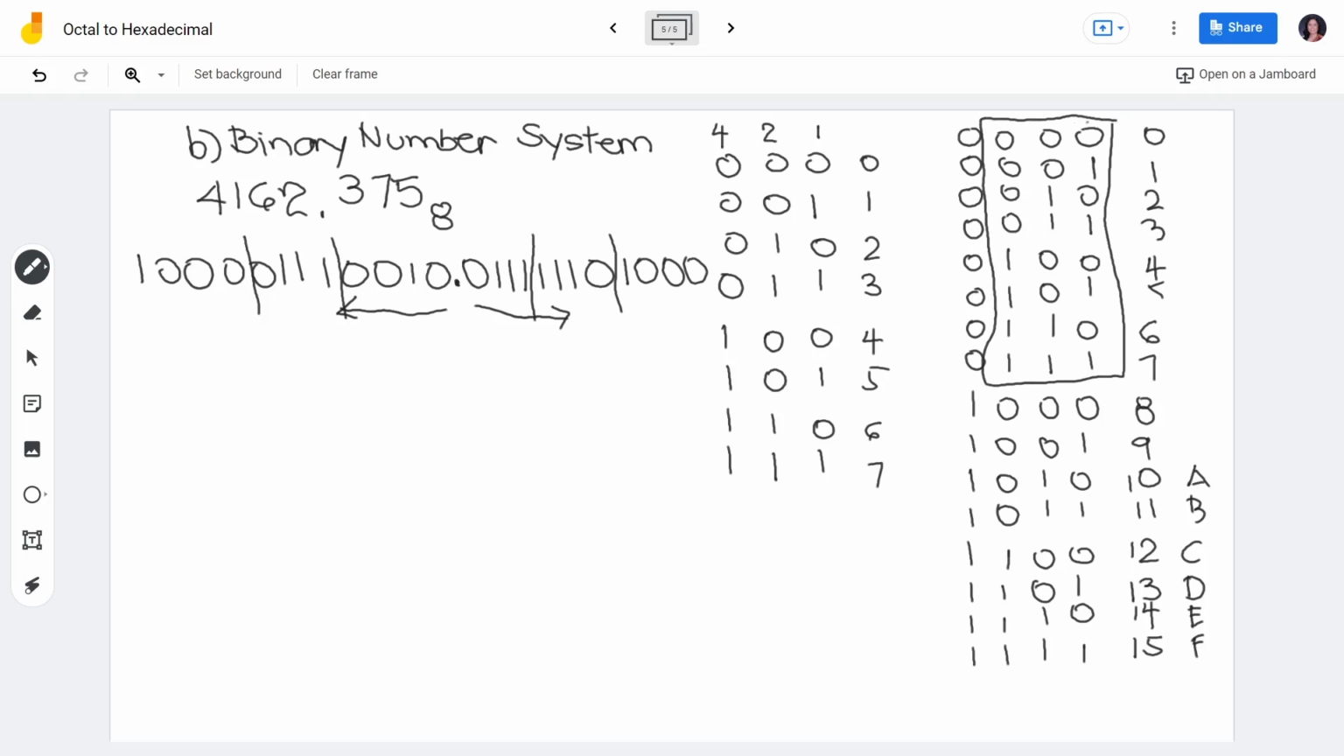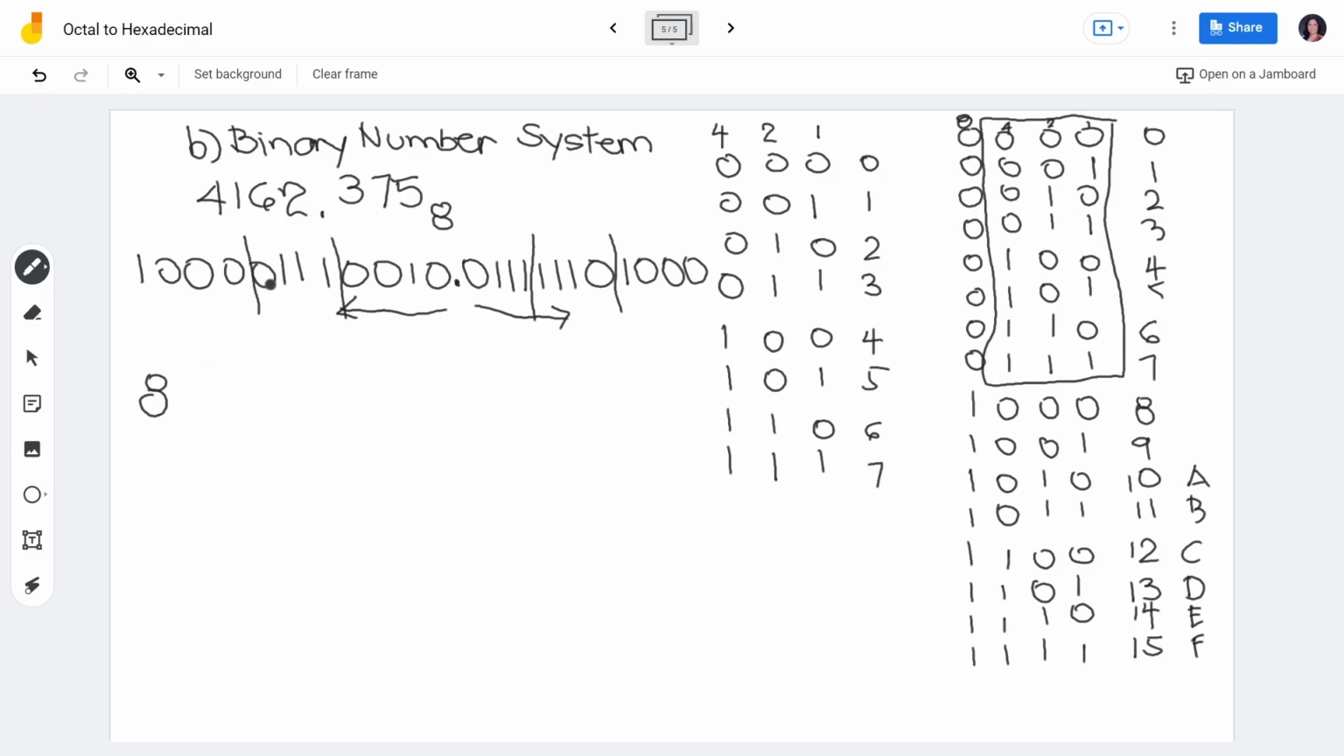Okay, the weights here are 1, 2, 4, and 8. You don't need a separate table for the octal. Once you derive the table for hexadecimal, you can already get the octal values.